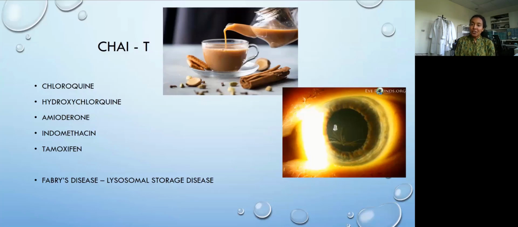The other condition that results in vortex keratopathy is if a patient has Fabry's disease. This is a lysosomal storage disorder. So if you see a patient who's diagnosed with Fabry's disease, be on the lookout for vortex keratopathy. Again, remember, chai tea is a clinical pearl for drugs that cause vortex keratopathy.